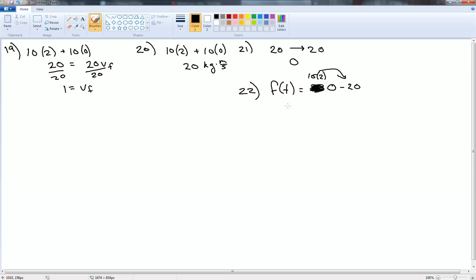All right, and it's happening in 0.1 seconds. And we're looking for the force. So the force is going to be 200. I'm getting negative 200, but that just means 200 in the opposite direction.